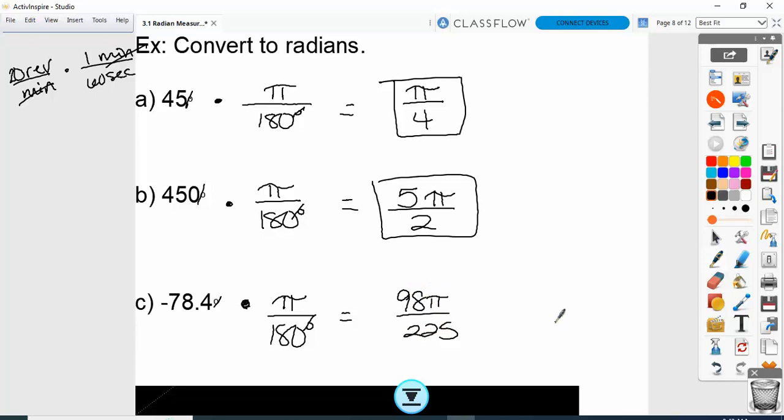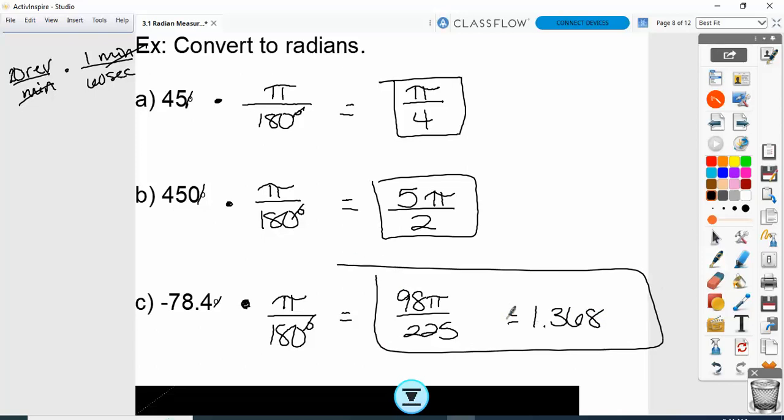Now, could we give a decimal for these? Absolutely. If you wanted to type 78.4 pi over 180, you get 1.368. It doesn't matter. It doesn't have to have the pi symbol still in it to be radians. When it's giving us nice fractions like 1/4, 5/2, it's easier to stick the pi with it. When you have decimals to begin with, sometimes we might multiply it out. It's not the pi that makes it radians. It's the fact that we don't have a degree symbol. That means it's a radian unit.